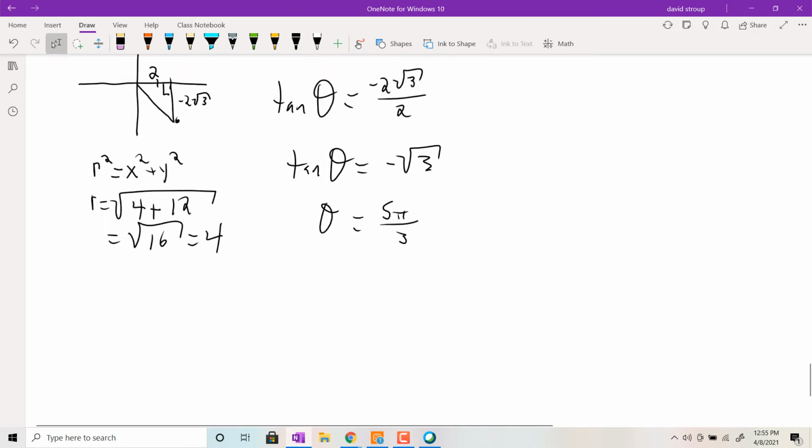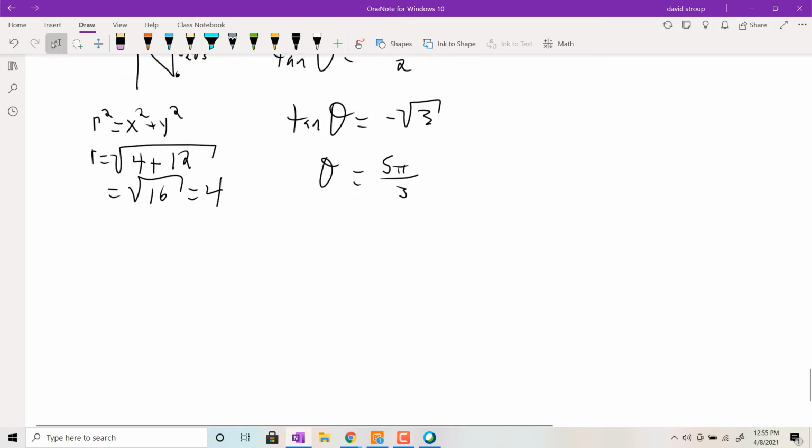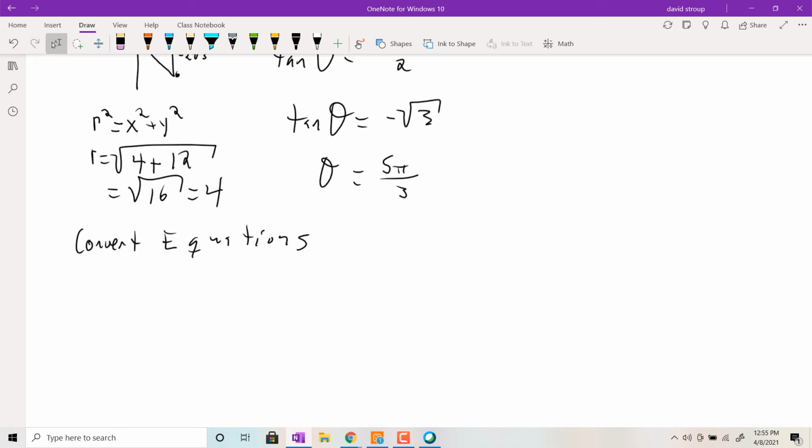Okay, then we want to be able to convert equations back and forth. So you should have an equation that's in terms of x and y. So something in terms of x and y. And then you want to turn it into an equation in terms of r's and thetas.